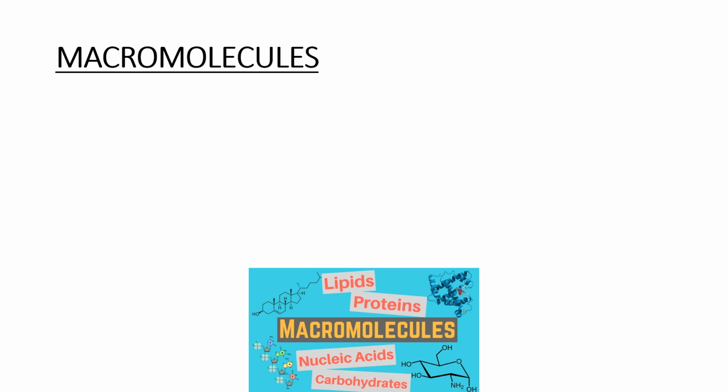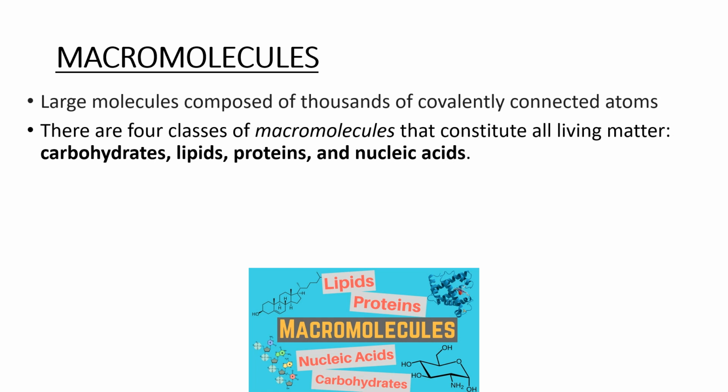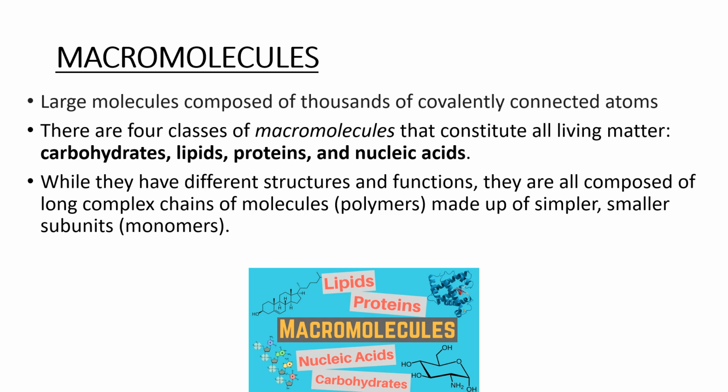Now, macromolecules. Macro means large, so we're talking about really large molecules here. And they are bonded together, covalently bonded together. So that means they're sharing those electrons. There are 4 classes of macromolecules that are found in living matter. They are carbohydrates, lipids, proteins, and nucleic acids. And you've probably heard of some of these. Maybe nucleic acids not so much, but the carbohydrates, lipids, and proteins you've probably heard of. These are huge molecules. They all have different structures and functions. These are going to be long, complex chains of molecules, again, because we said they were macromolecules.